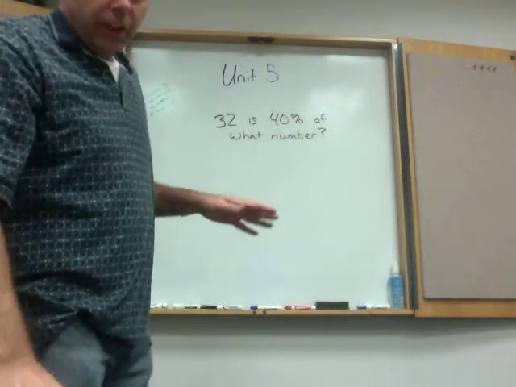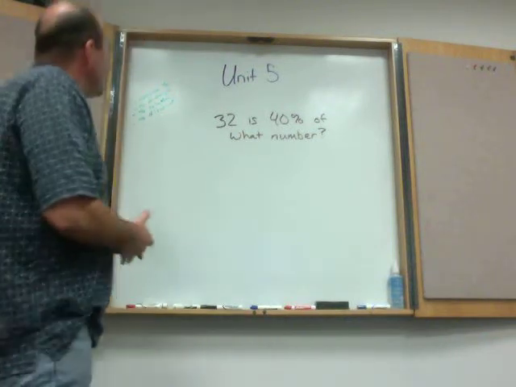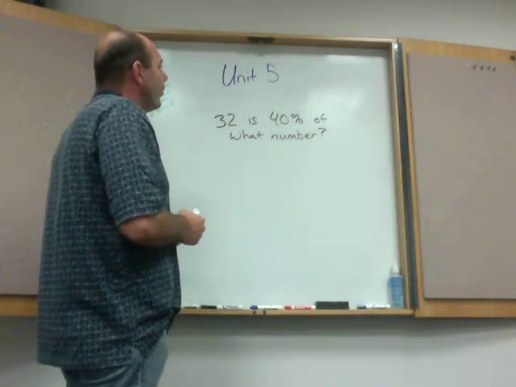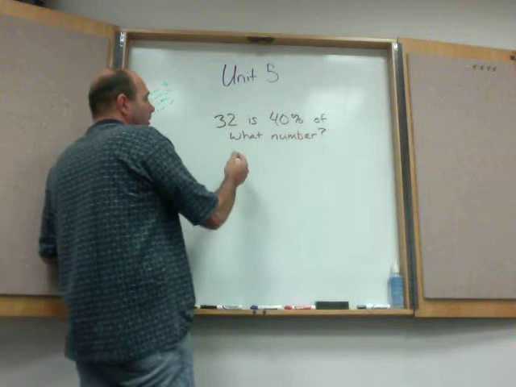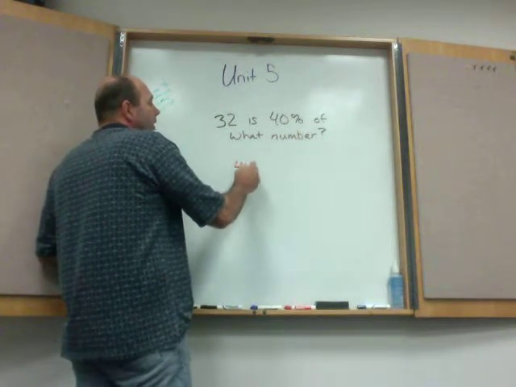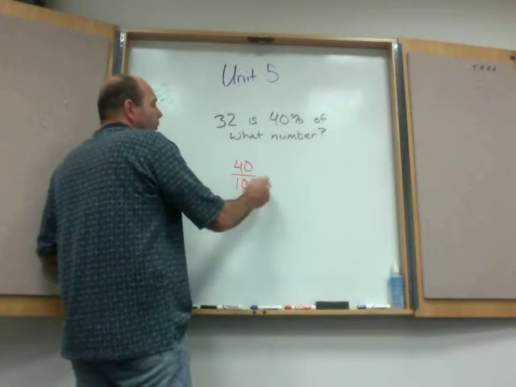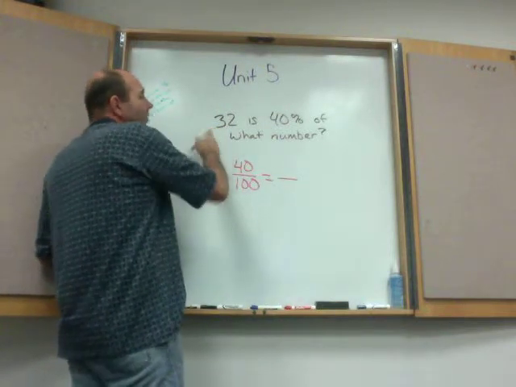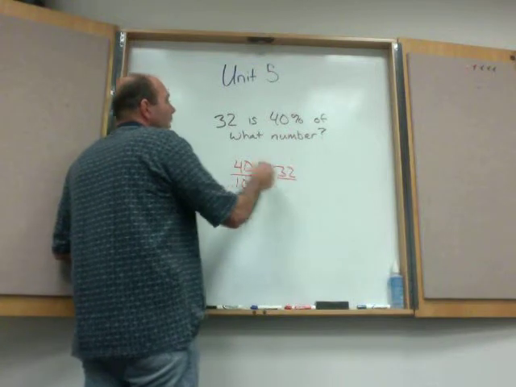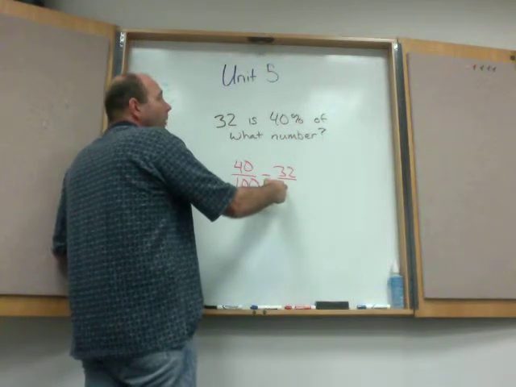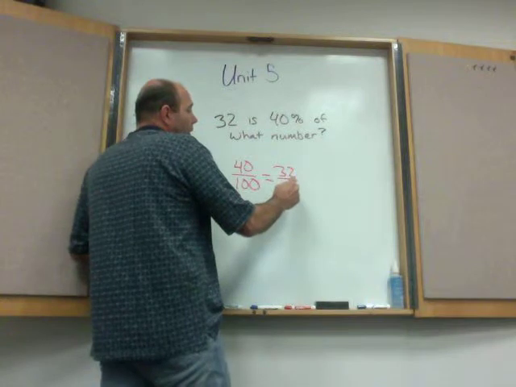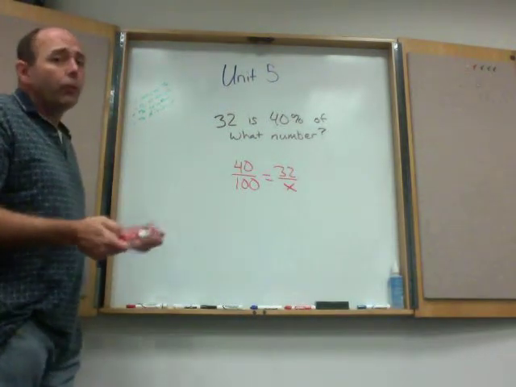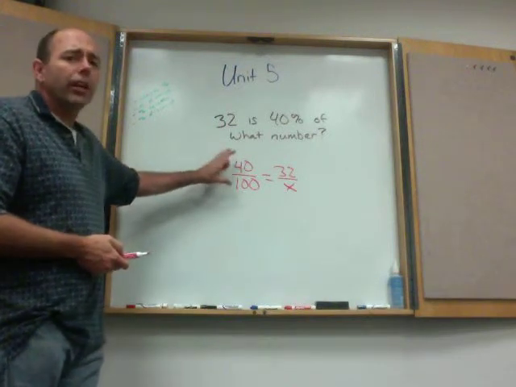So I'm going to set it up as the same proportion here. And how I'm going to do that is I know that 40% I can say as 40 over 100. I'll write it as 40 over 100, set it up as my proportion is equal to, and this time I know the number, but I need to find out what number 32 is 40% of. So I'll put my x down here this time. Again, after we get to this point, the hard part is just getting it set up properly.